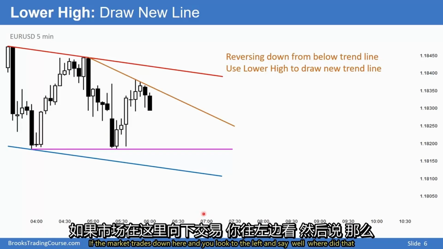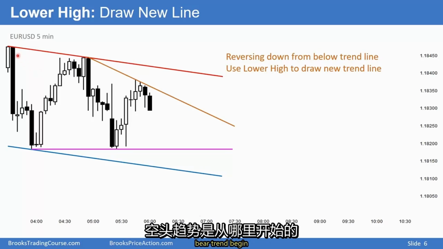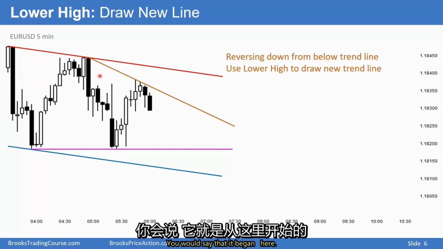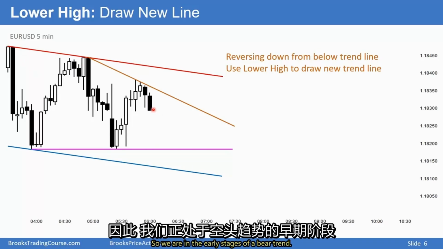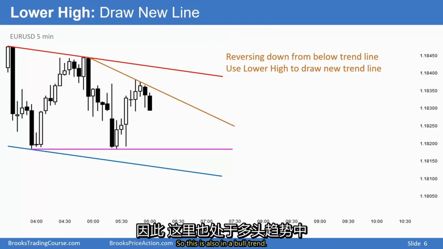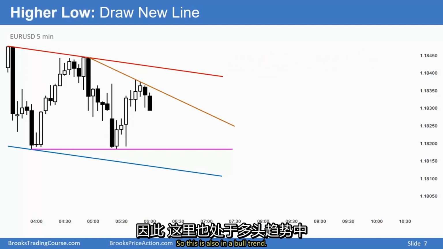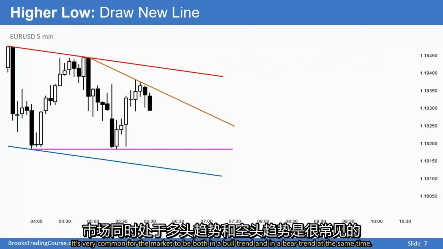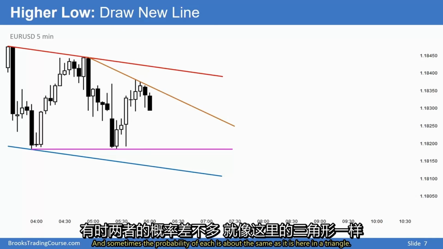If the market trades down here and you look to the left and say, well, where did that bear trend begin? You would say that it began right here. So we are in the early stages of a bear trend. On the other hand, if the market ends up here, you'll say, oh, well, the bull trend began over here. So this is also in a bull trend. Very common for the market to be both in a bull trend and in a bear trend at the same time. And sometimes the probability of each is about the same as it is here in a triangle.